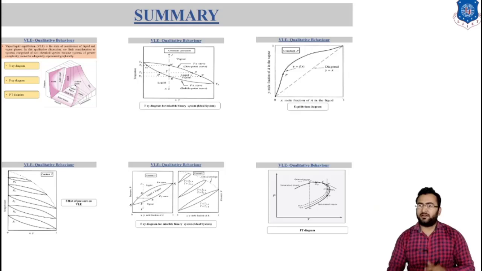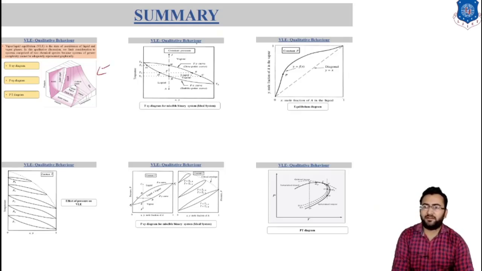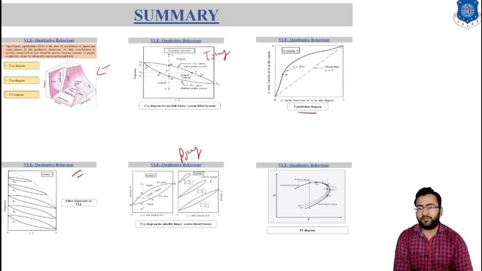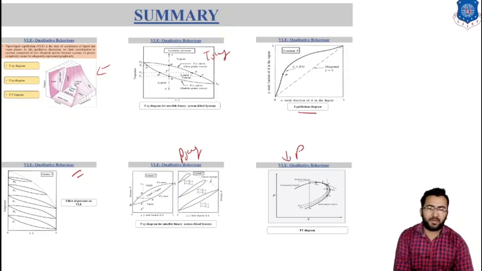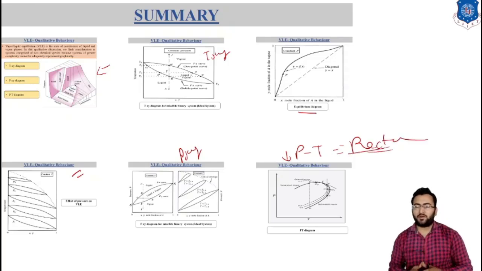So in this lecture, we discussed the qualitative behavior of VLE, in which we discussed the TXY diagram, then the PXY diagram, the effect of temperature on the TXY diagram and the equilibrium diagram, and we also discussed the PT diagram, which is also known as retrograde condensation. So this is all about today's lecture.